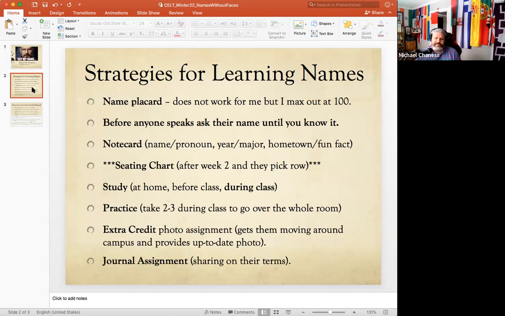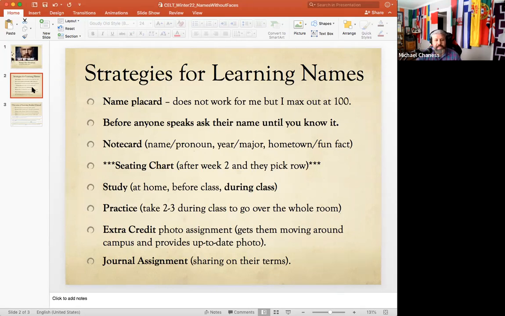Obviously, you have to study, and I do that at home, before class, and after class. For example, through my Oswego, we have the pictures of all of our students. Pictures can be misleading. We'll talk about that in a minute. They're not always accurate, and not everybody has a picture, especially the transfer students. So at home, you can use the seating chart and those pictures.